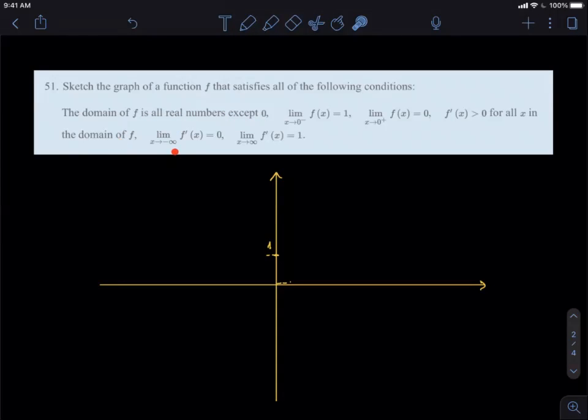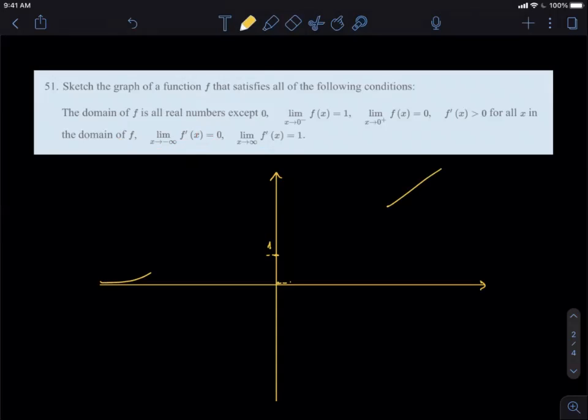And then we need that the slope becomes 0 as we go to negative infinity. So it needs to become flatter and flatter. And then we need that the slope becomes 1 as x tends to infinity. That means 45 degrees. All right, so this is all the information.